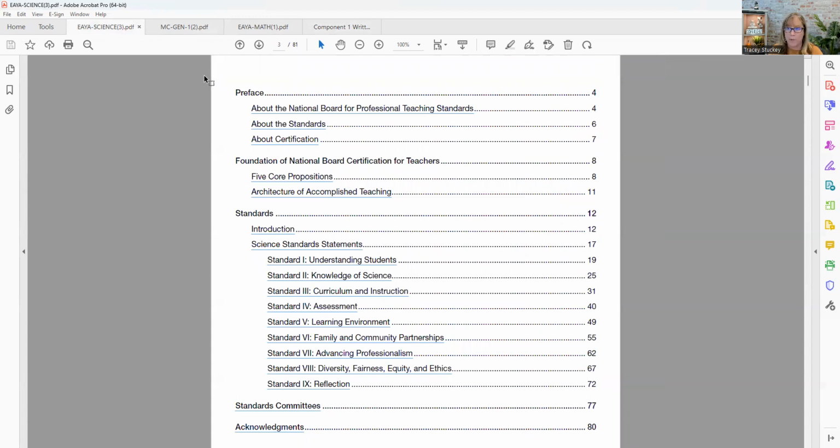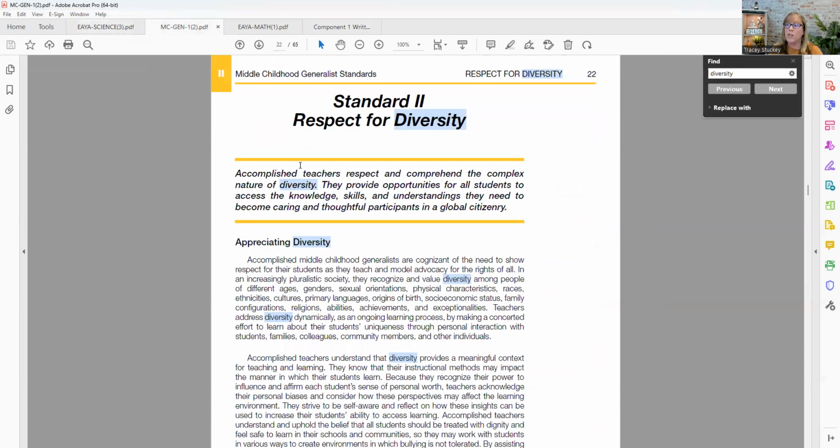It's just 3 that I pulled up, and I just want to show you where I would begin to try to figure out how to make sure I had information in my writing that matched what the National Board says should be happening in your classroom. So let's look at MC Gen first. They're pretty easy because MC Gen has its own standard called Respect for Diversity, standard number 2.